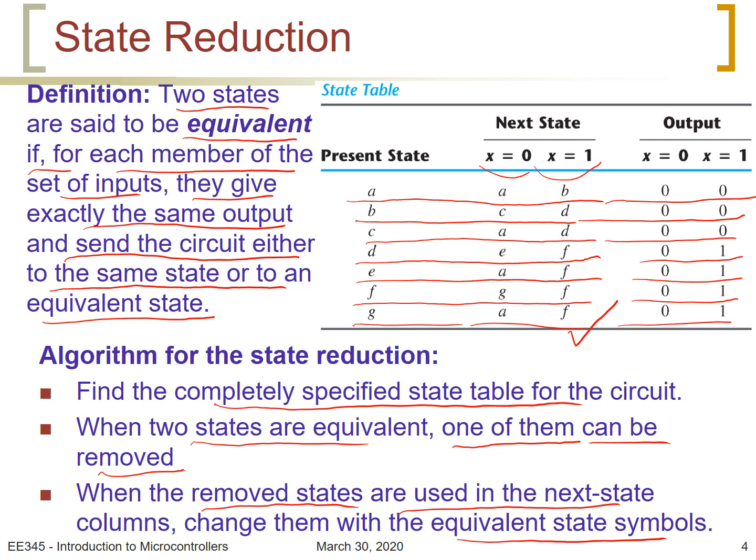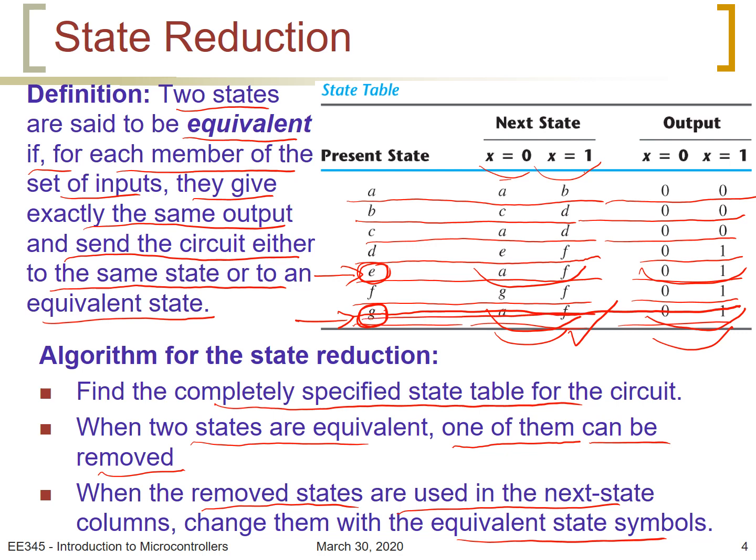So, are there 2 states which give the same next state and the same outputs? If we look carefully, we find that states E and G both go to A and F for the inputs 0 and 1 and give the outputs 0 and 1 respectively. Therefore, we say that states E and G are equivalent, which means we can remove one of them. Let us remove state G here. So we don't have G.